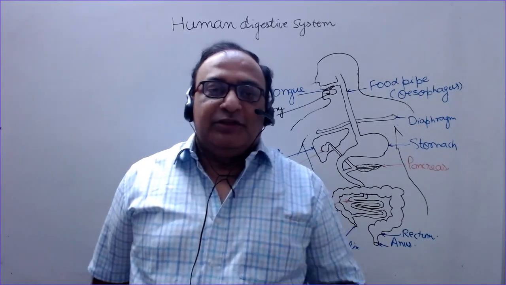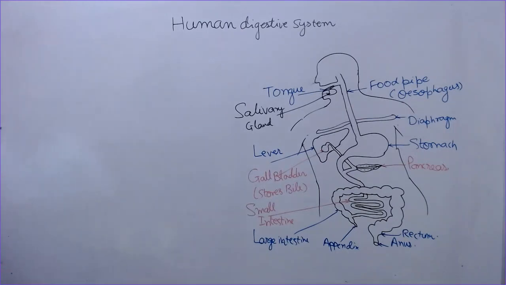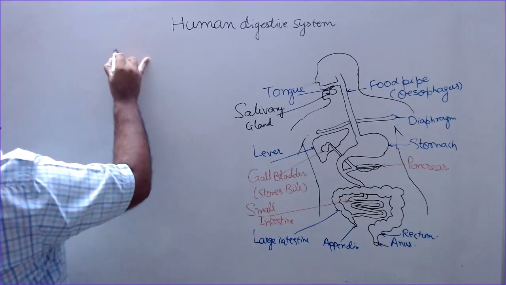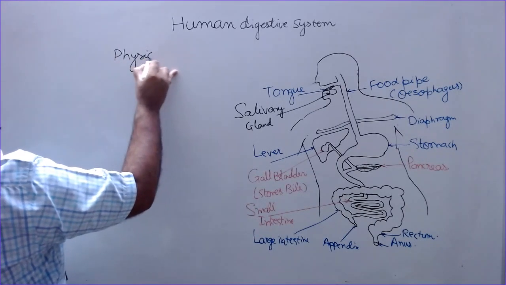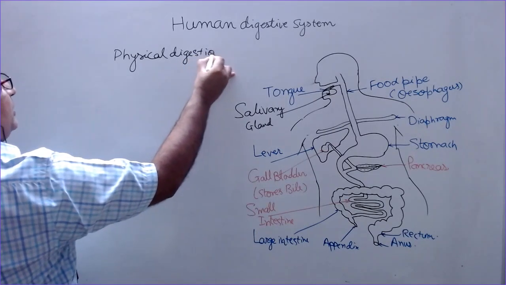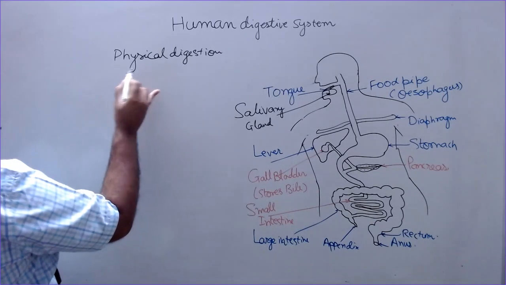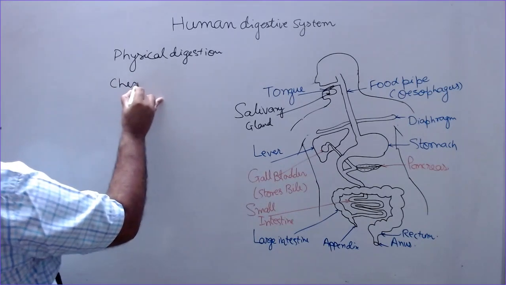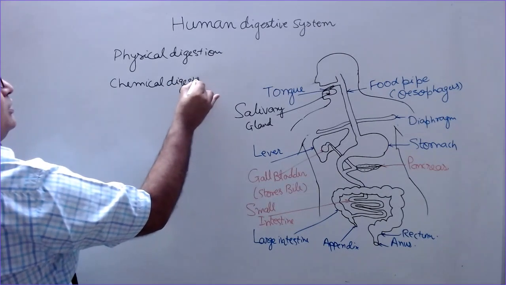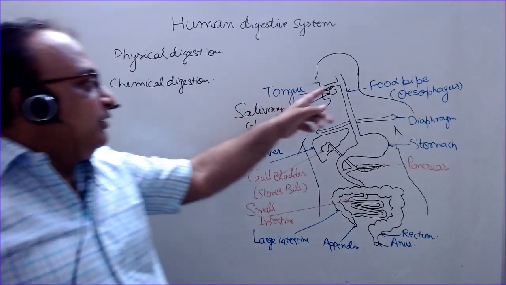So what is the function of an enzyme? Before this, let me tell you that there are two stages of digestion of the food. One is physical digestion, which begins in the mouth cavity with the help of teeth and tongue, and the second is chemical digestion, which is completed in various organs of the body. So physical digestion begins here.